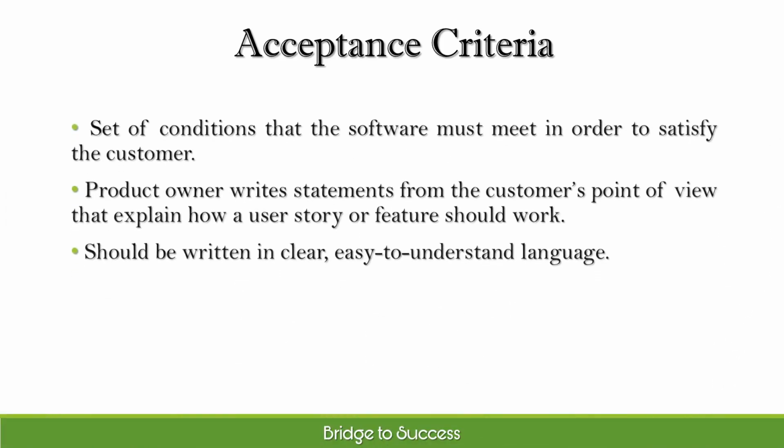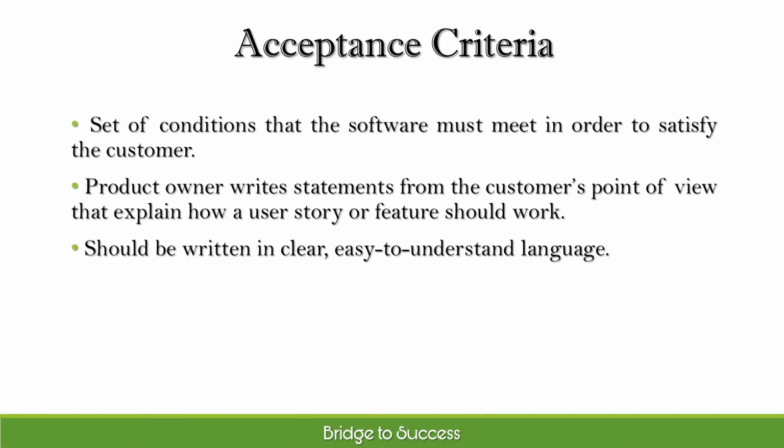The acceptance criteria specify a set of conditions that the software must meet in order to satisfy the customer. The product owner writes statements from the customer's point of view that explain how a user story or feature should work. Acceptance criteria should be written in clear, easy to understand language. For example, if I am logged in, when I click the buy button, the total item count for my cart should increase by 1.